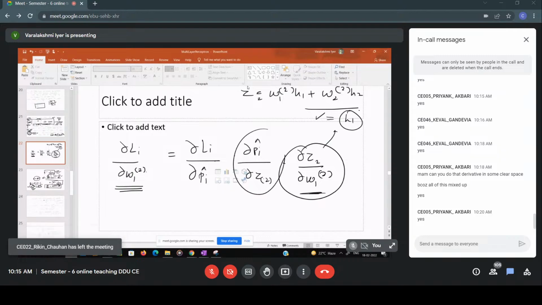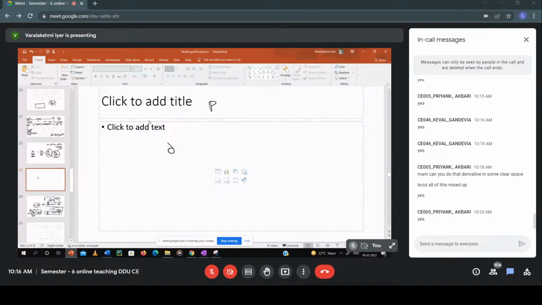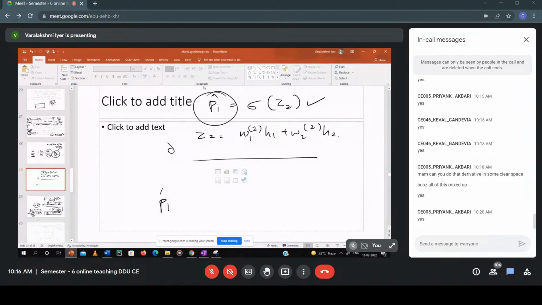Now, let us calculate del Yi hat upon del Z2. What is Yi hat? Yi hat is sigmoid of Z2, and Z2 is actually W12 H1 plus W22 H2. So I can write Yi hat as 1 upon 1 plus e raised to minus Z2. This is how I can write Yi hat, because it is a sigmoid of Z2.